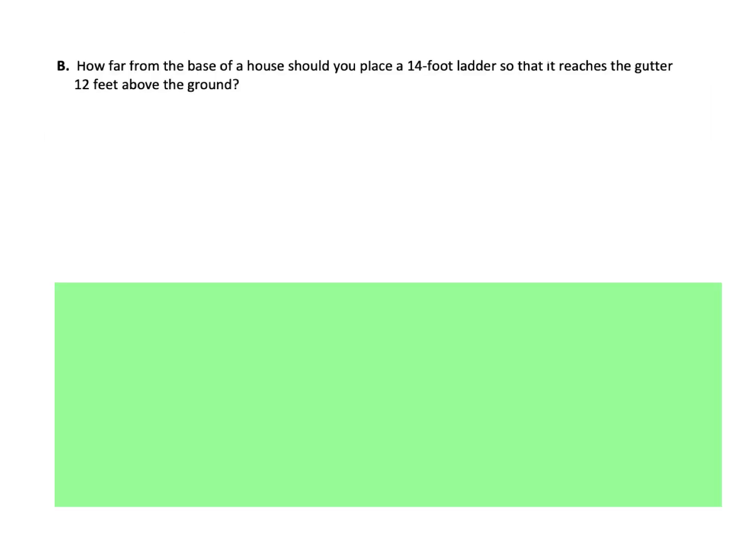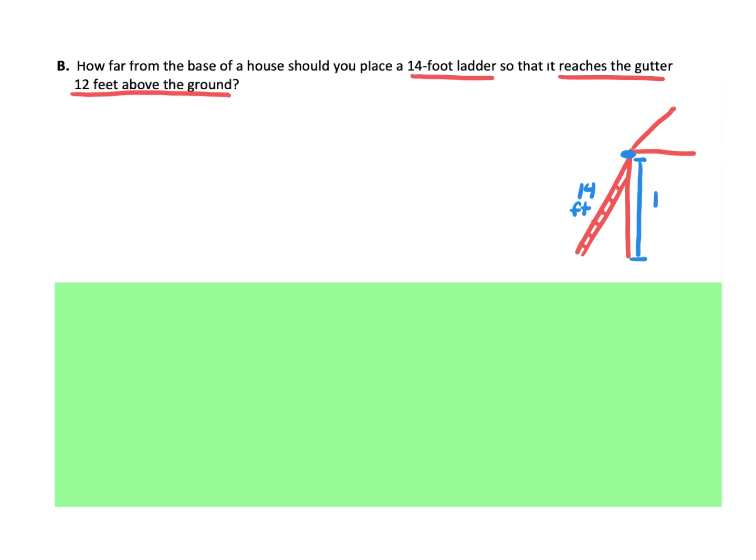Here's another example. How far from the base of a house should you place a 14-foot ladder so that it reaches the gutter 12 feet above the ground? I'm going to start with a picture here. So this is like the side of my house, and we have a ladder leaning against the house. So the ladder is going to be something like that. There we go. And we're told that the ladder is 14 feet. And it has to reach a gutter, which is 12 feet above the ground. So this is going to be 12 feet. We'll assume that the ground and the house are perpendicular, so the 90-degree angle would be right here. And the ladder there is the slanted side, that's the C. The other sides are the A and the B.